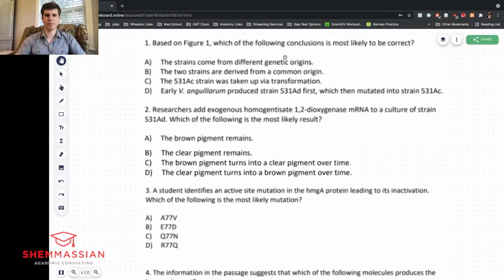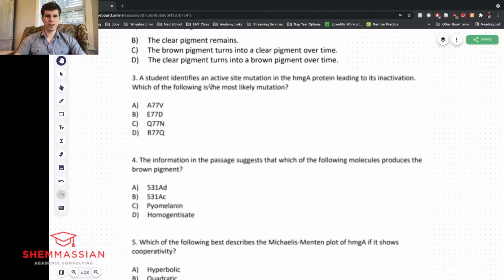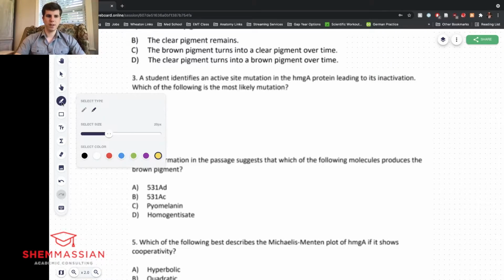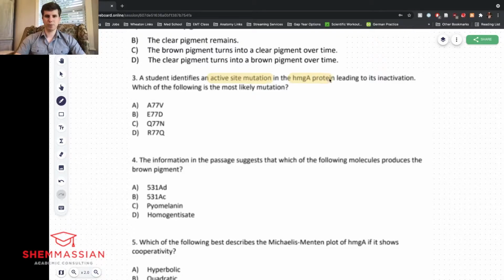Okay, so based on figure 1, which of the following conclusions is most likely to be correct? Okay, so this is definitely going to be passage based. We're going to have to peek at figure 1 for this one. Number 3, a student identifies an active site mutation in the HMG-A protein leading to its inactivation. Which of the following is the most likely mutation? Okay, so we have an active site mutation in this particular protein that leads to inactivation. Okay, we can answer this. We should double check to make sure that there isn't anything odd going on with the active site in the passage before we answer this.